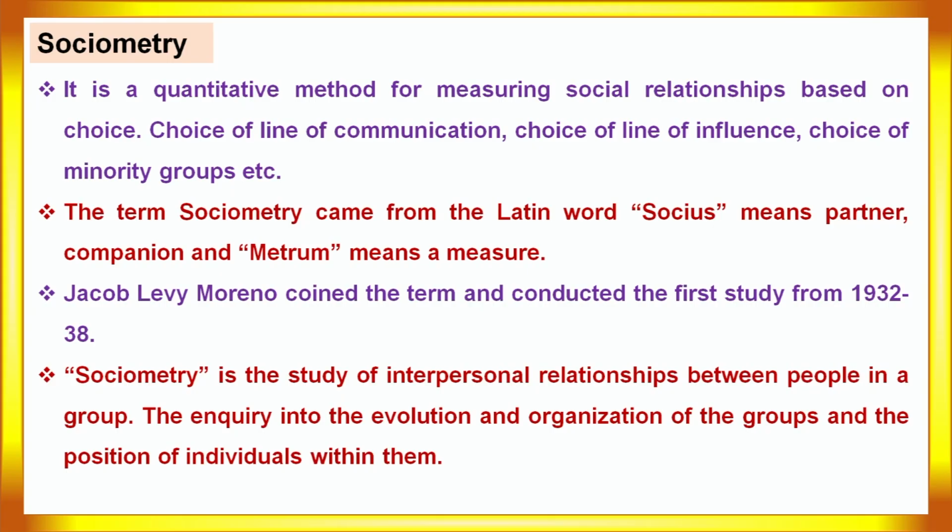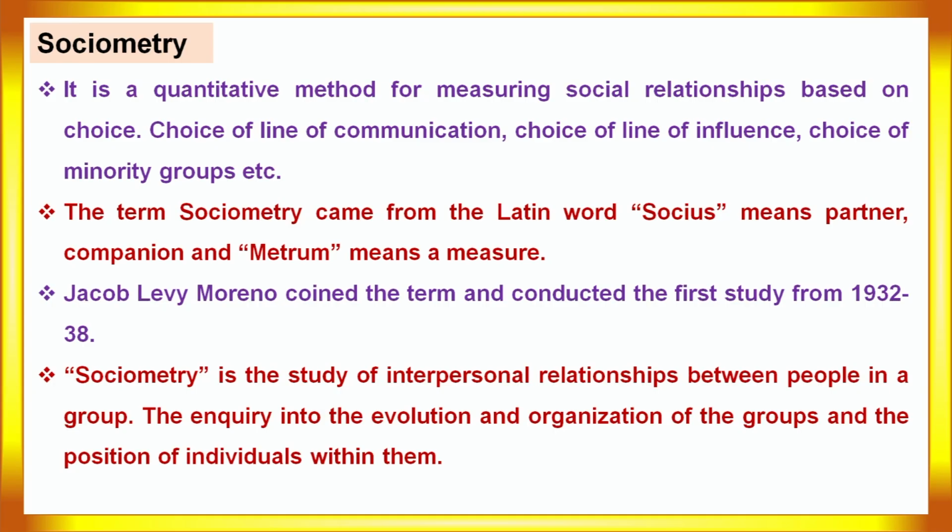Choice means whom you like to talk with, whom you like to interact with, from whom you used to take information related to your class, or maybe a farmer from whom you take information about new agricultural techniques. So, this choice, line of communication, choice of line of influences, choice of majority groups, all these things are studied under the concept of sociometry. It will be more clear when we come to the different types of it.